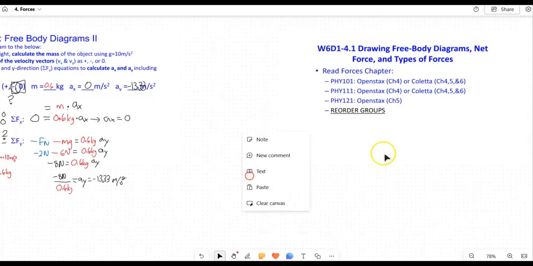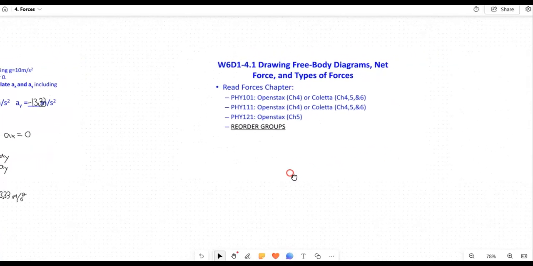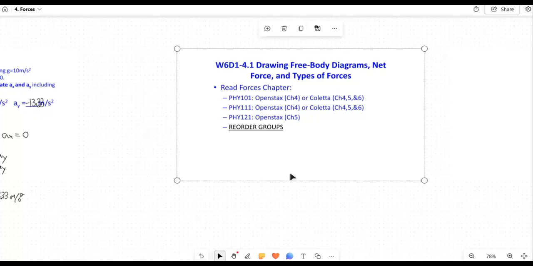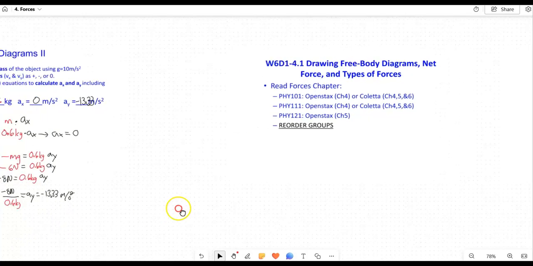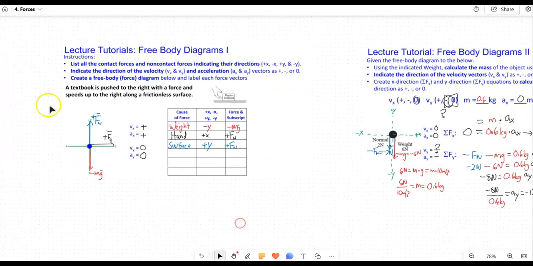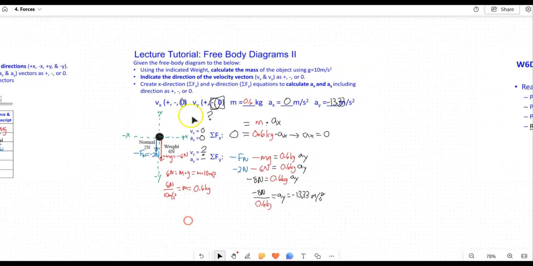So that is your introduction to the 4.1 tutorial. I hope you learn a lot from it. It takes you through the steps of creating your force diagram, and then once you have a force diagram, what do you do with that? Have a good day.